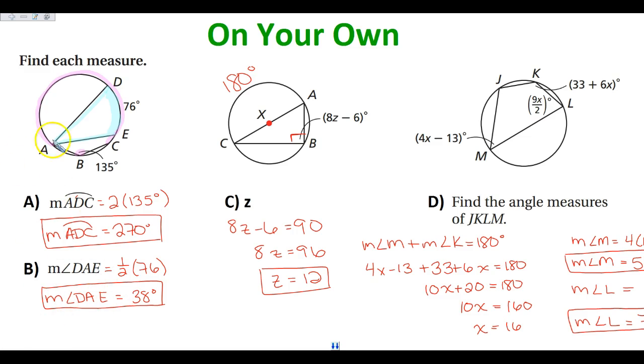All right, our blue one here, DAE, is the angle we're looking for. It intercepts arc DE, so that's 76 degrees. So we're going to cut that in half to get 38. To find the measure of angle Z, I notice that this is a semicircle, so it's 180 degrees, which means that this angle here is going to measure 90 degrees. So I'm going to set 8Z minus 6 equal to 90, and I'm going to get Z is 12. So again, take a second to look through that. If you need to pause it to get all that information down, please do so now.